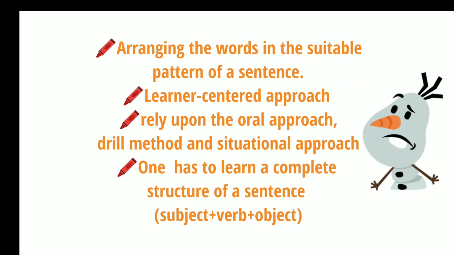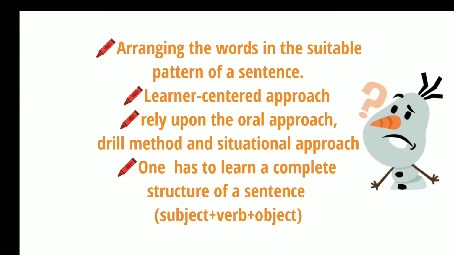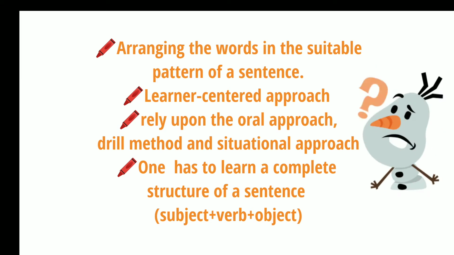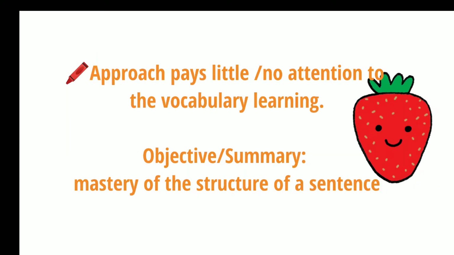One has to learn a complete structure of the sentence for this. Like, a complete structure of a sentence is subject plus verb plus object. Here the vocabulary is of no use. Objective of this approach is just the mastery of structure of the sentence. Summary is this approach focuses on a proper structure of a sentence.